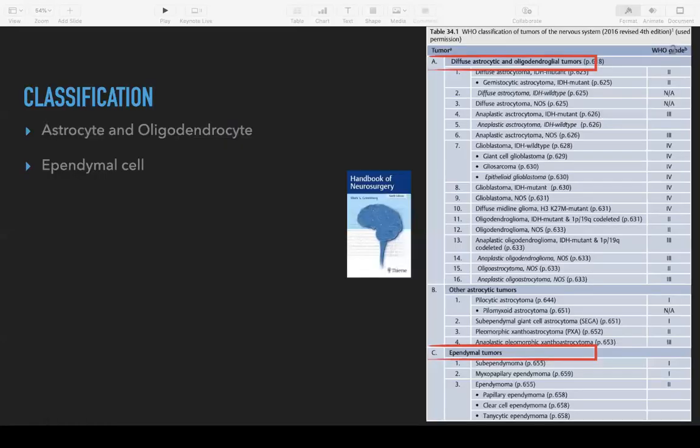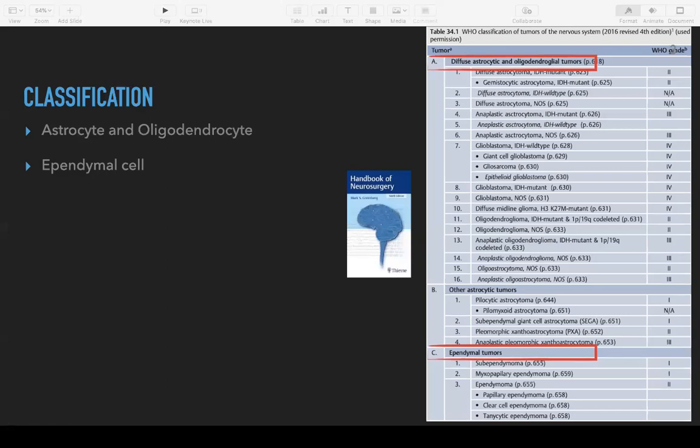Okay, now we'll talk about the last classification for CNS tumors. It is a very sophisticated classification. I don't want to make it very difficult for you, so I will make it very simple. We have to divide it either related to cells or related to location.